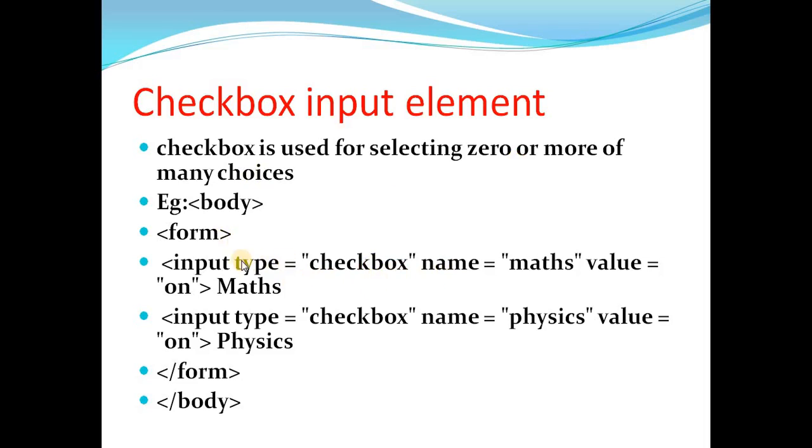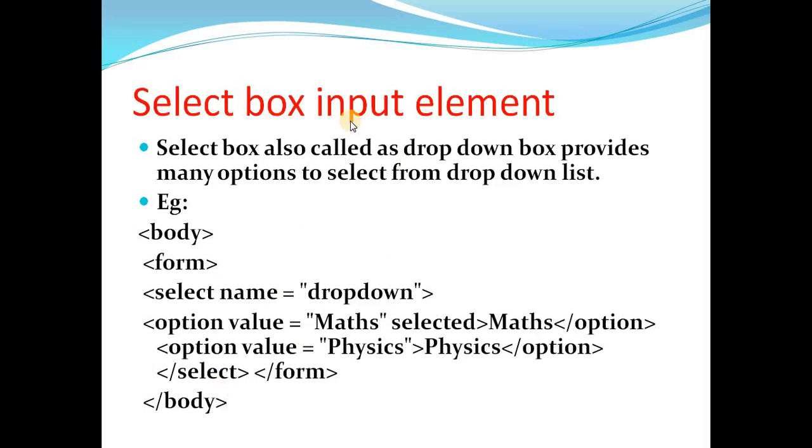See the syntax: input type equals checkbox, name equals maths, value should be on. Like this you have to write in your HTML program. And select: this is a drop down box. The select box is also called a drop down box. It provides many options to select from the drop down list. If you include 10 subjects, maths, computers, biology, physics, chemistry, like this, then you have to include this drop down box.